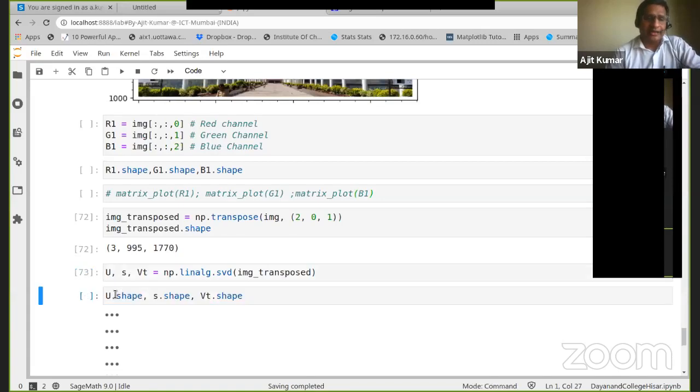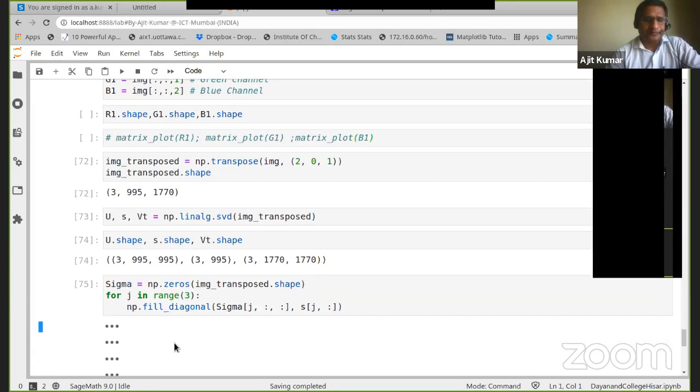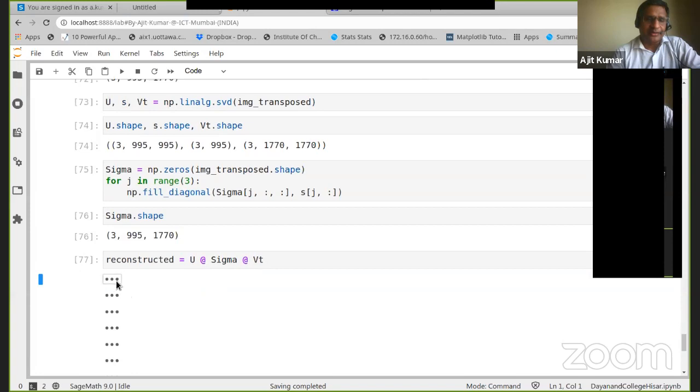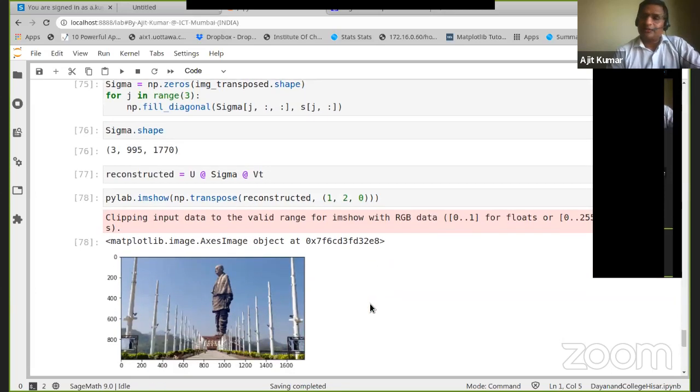Okay, it has done. And you can see the U is now 3 cross 995 cross 995. This is the 3 cross 995, that is the S matrix, and this is the V transpose. Now with a little bit of sigma, one has to transform it into 3 cross 995 cross 1770. And once you do that, now you reconstruct, multiply u times sigma times v transpose, and that multiplication is taking little time. Once you have reconstructed, now you can plot the graph. So this is the converted graph. Now here it is using everything.